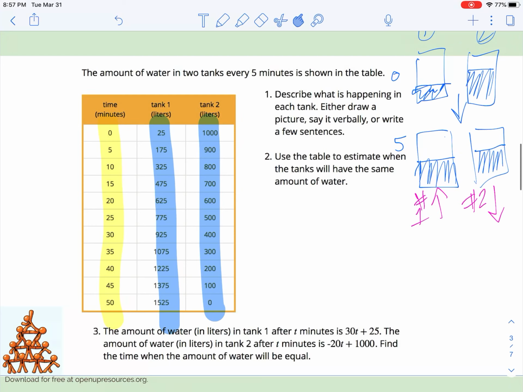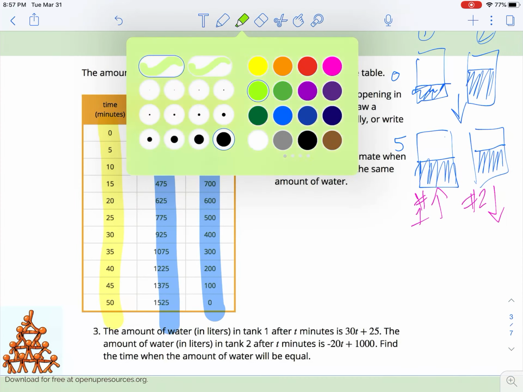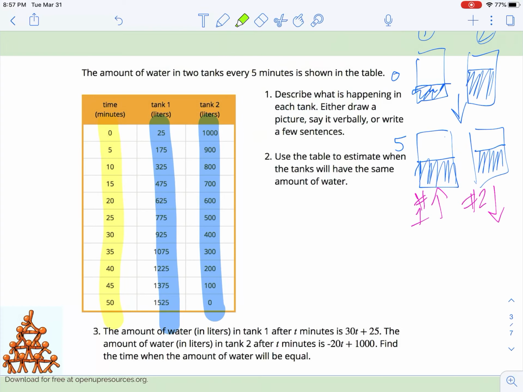All right, second question. Use the table to estimate when the tanks will have the same amount of water. For this, you're going to scan and look to see where you see numbers be similar on both sides. When you first start, it's 25 and 1,000, totally not similar. I skip down, 325 and 800, not really.